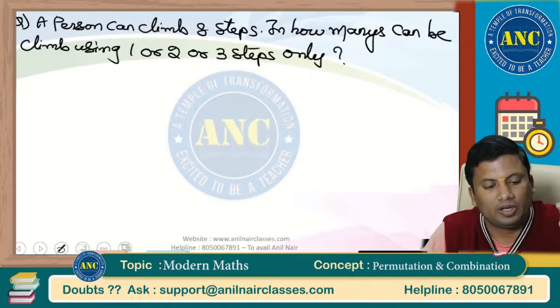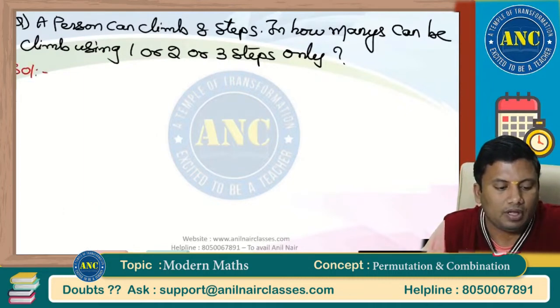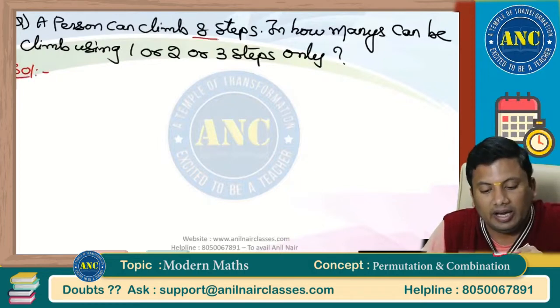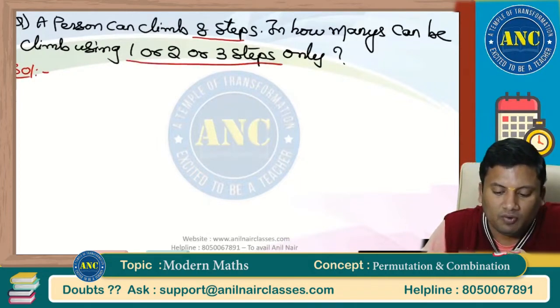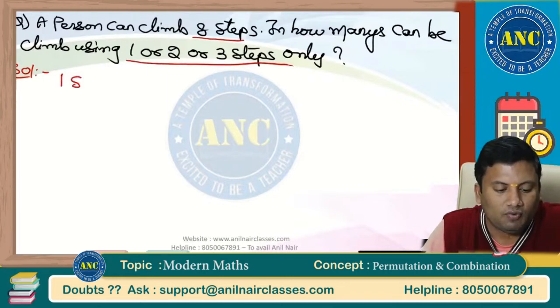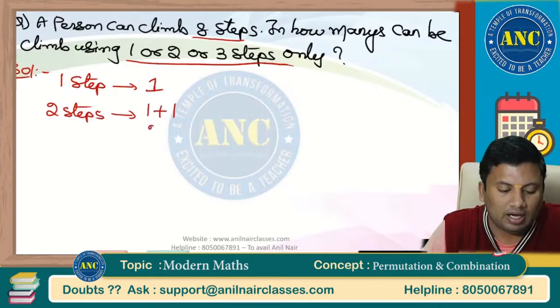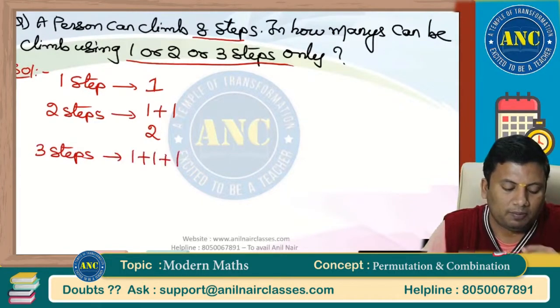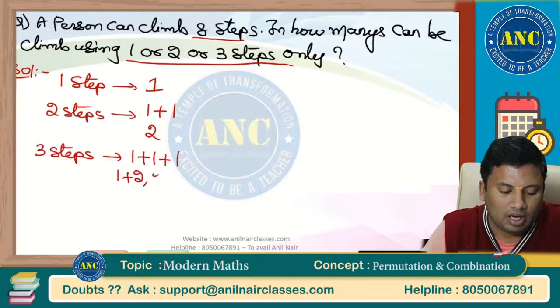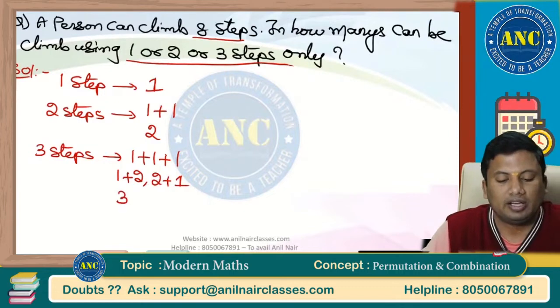Now see here. Listen carefully, sir. A person can climb 8 steps. In how many ways can he do it using 1 or 2 or 3 steps only? 1 step, only one way. 2 steps using 1 or 2 or 3 steps: it can be 1 plus 1 or it can be 2. Suppose it is 3 steps, he can do it by 1 plus 1 plus 1, or 1 plus 2, or 2 plus 1, or 3.